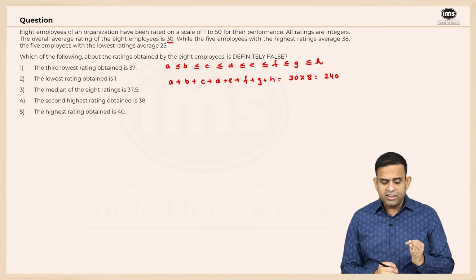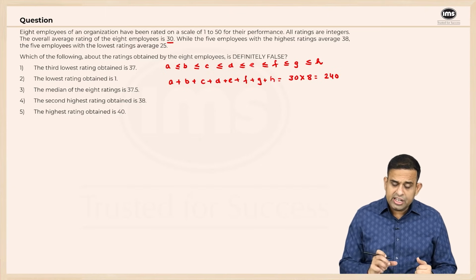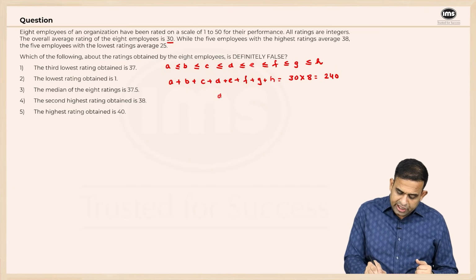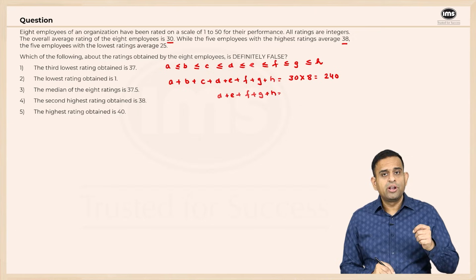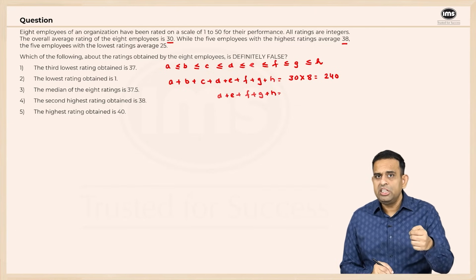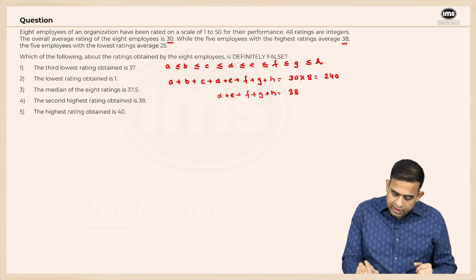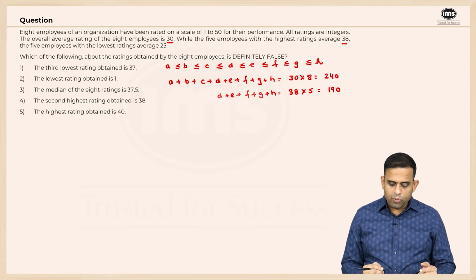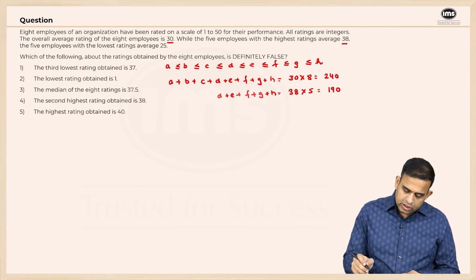And then they are saying the 5 employees with the highest ratings, that definitely has to be D, E, F, G, H. So D plus E plus F plus G plus H, their average happens to be 38. So the required sum of D, E, F, G, H must be equal to 38 times 5, giving you 190. So from this one can easily find out the sum of A plus B plus C.